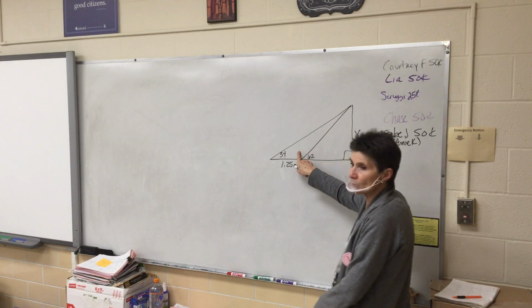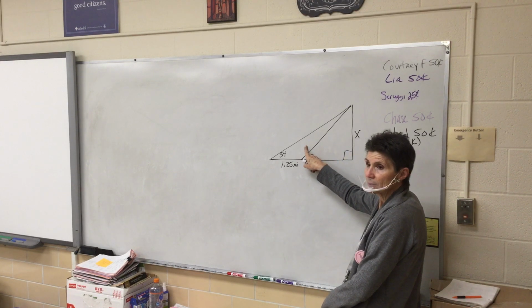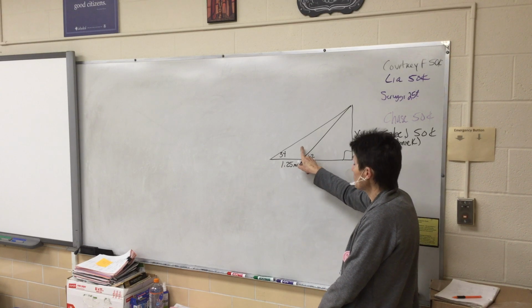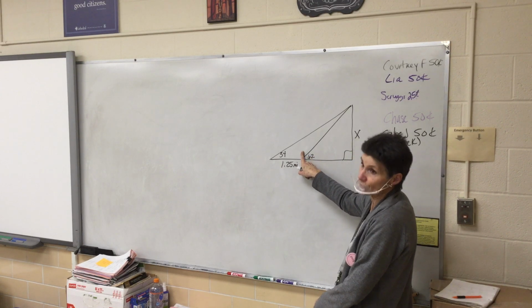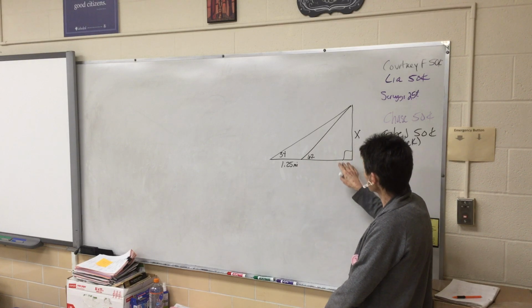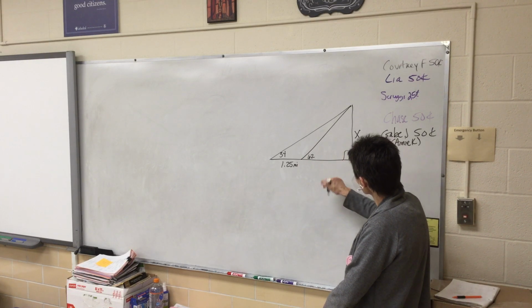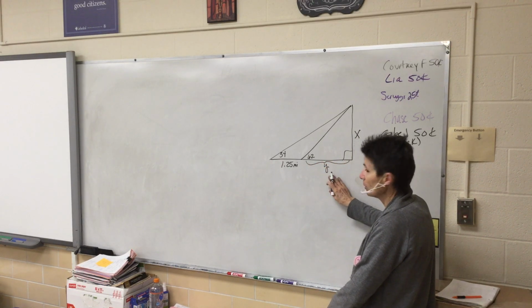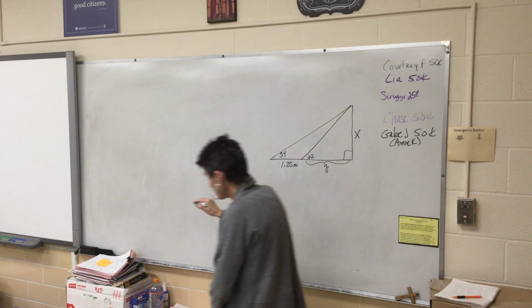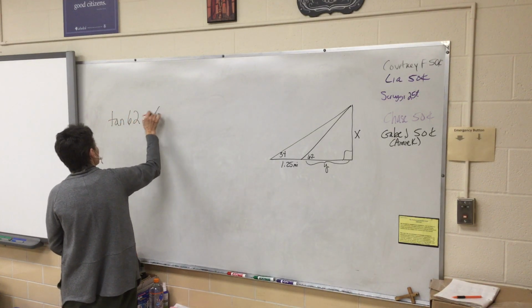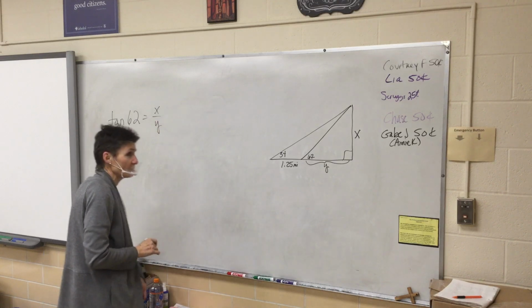Please don't try to do SOHCAHTOA in this triangle because it isn't right. This requires the law of sines or cosines. We're going to learn that in the next chapter. But right now, we've got to do right triangles. So in this right triangle, I'm going to go ahead and call this y. That's this piece right here. We're going to call it y. The tangent of 62 equals x over y. Would you agree with that?